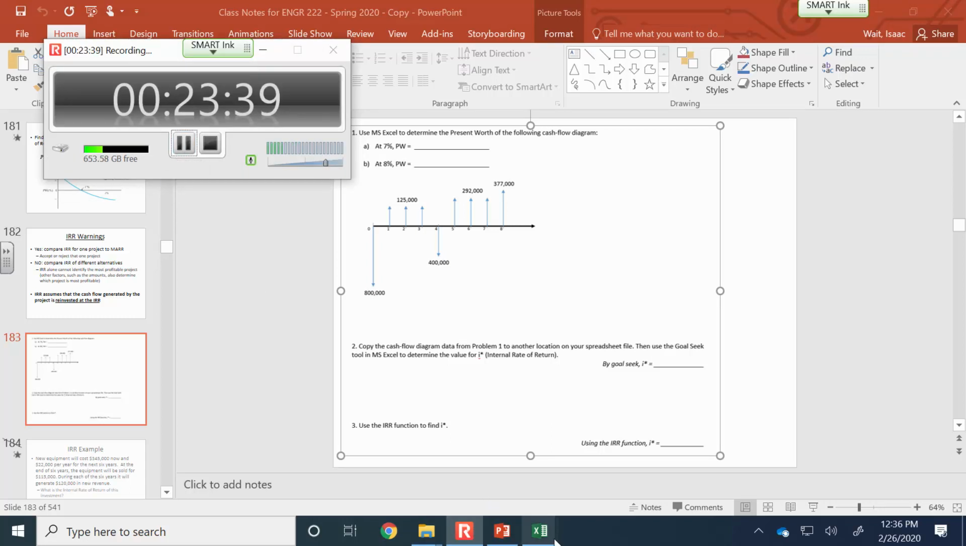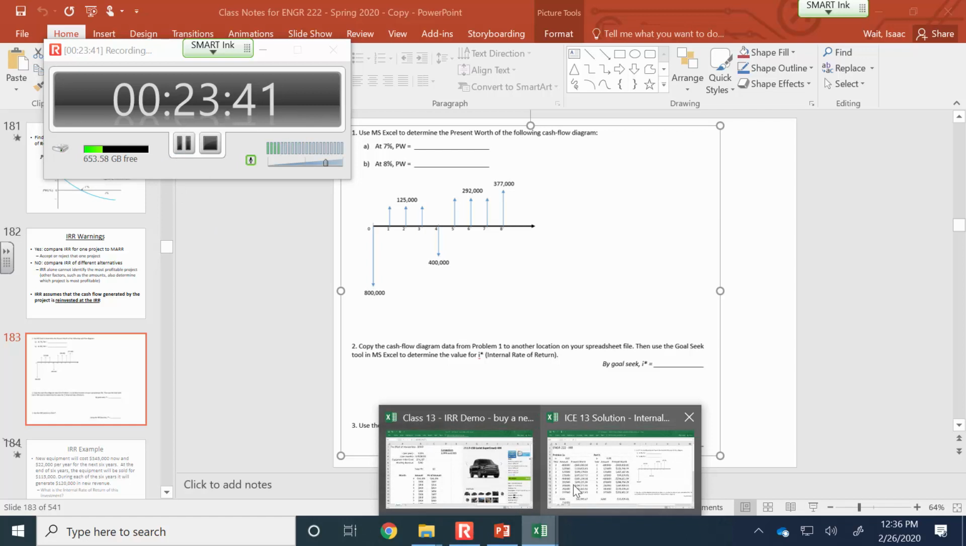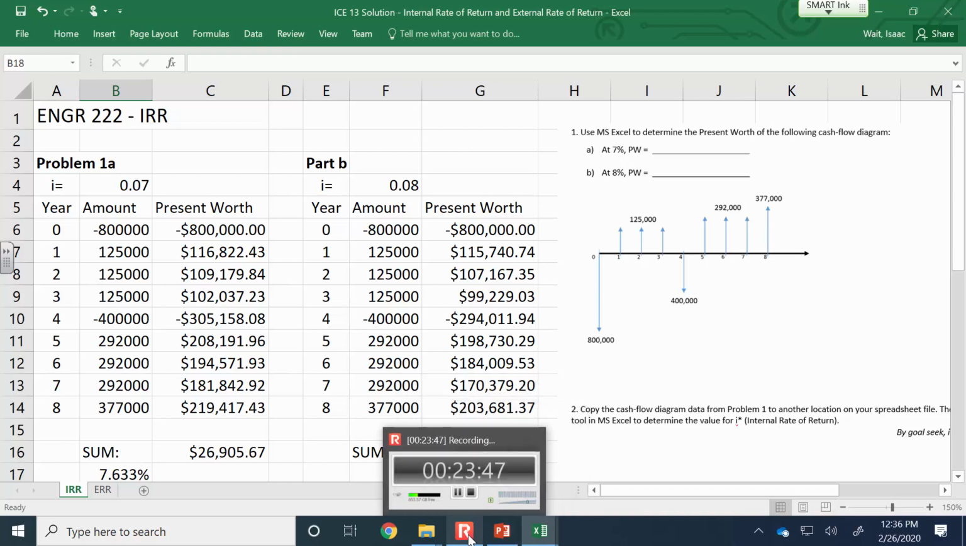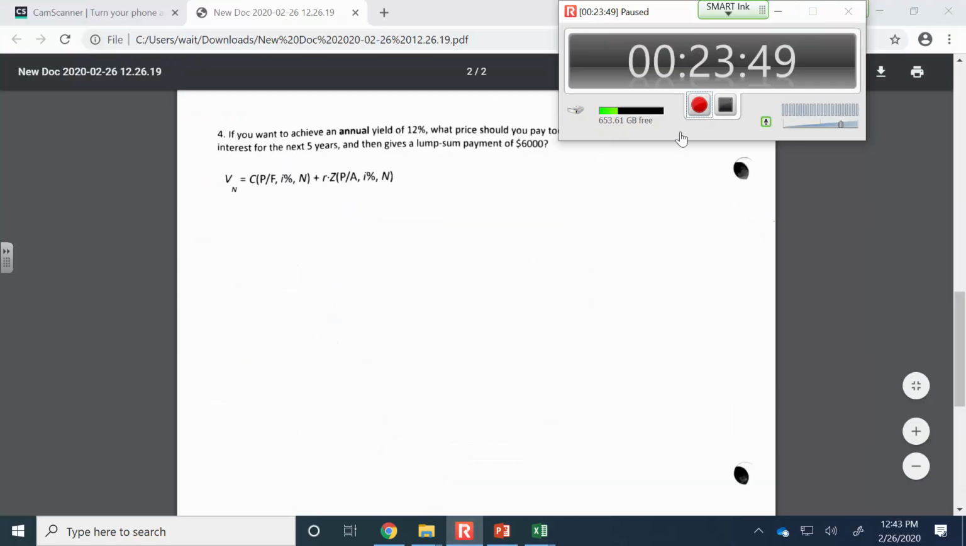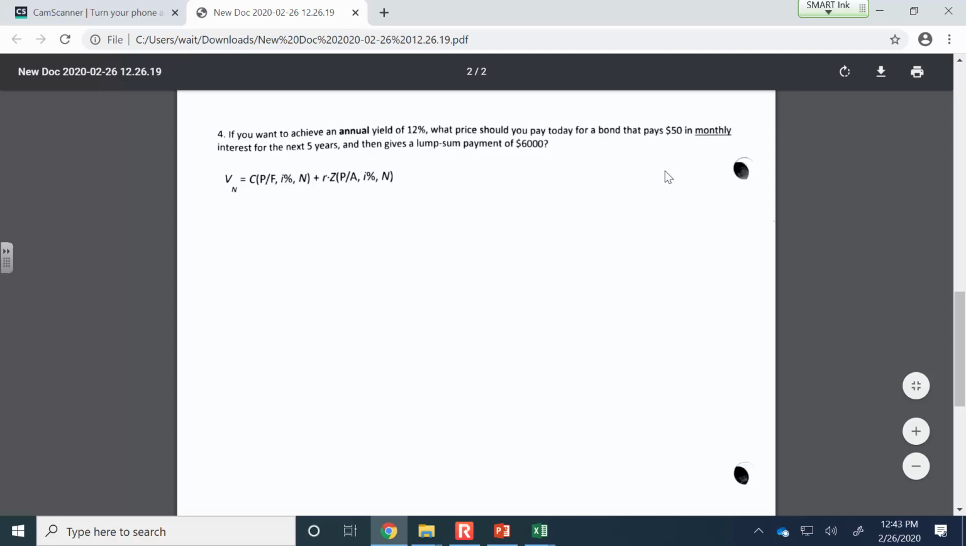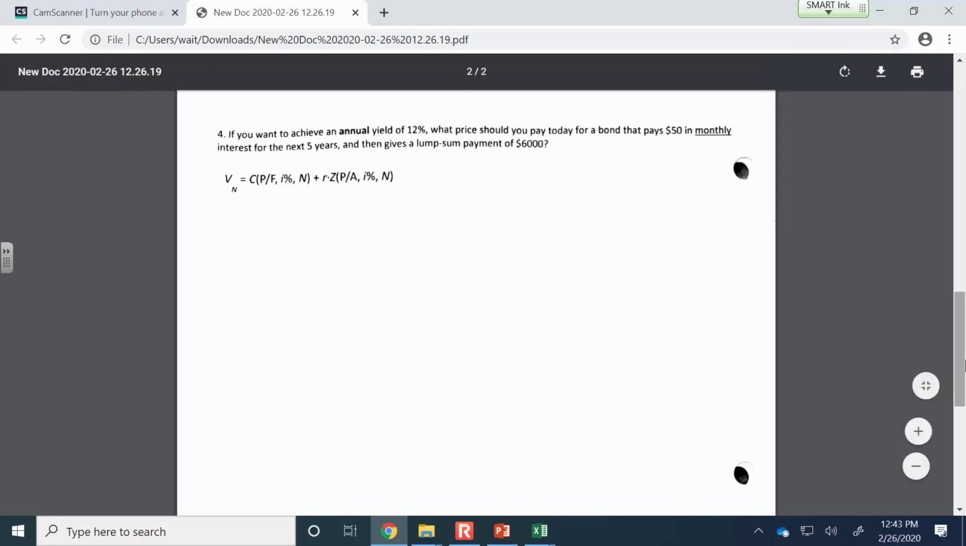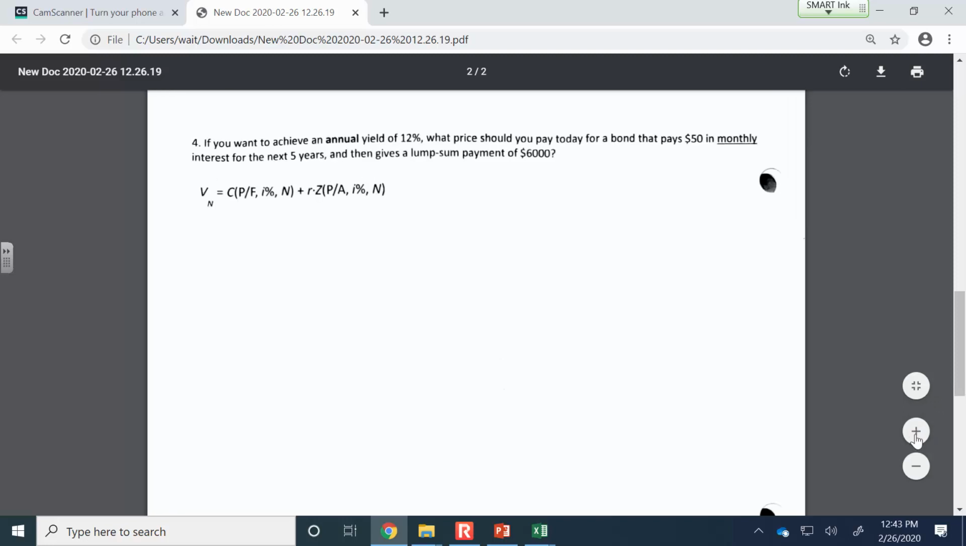I'll bring the solution to the first couple of problems back up on the screen if you're still working through that. That's fine. We're not in a rush. So you want 12% annual, but if it's monthly, you have to put it out for a period, so you get 12 months.